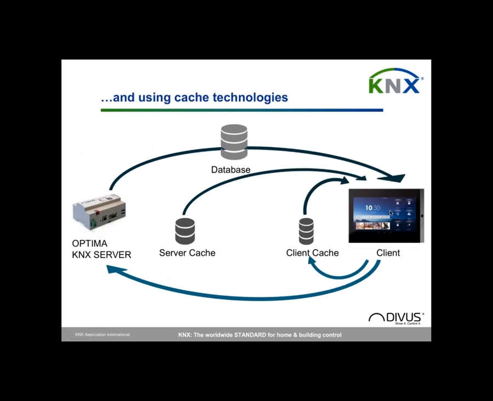However, in Dboot, we go one step further. So we use cache. We use cache in the client and we use cache in the server. So what can we do with this? We can provide fast information. Today, we want to get the information on my phone as fast as possible. I want to press a light and I want the light to go on suddenly. And I want the feedback right away on my phone. So we can get it with KNX and we can get it with Dboot.